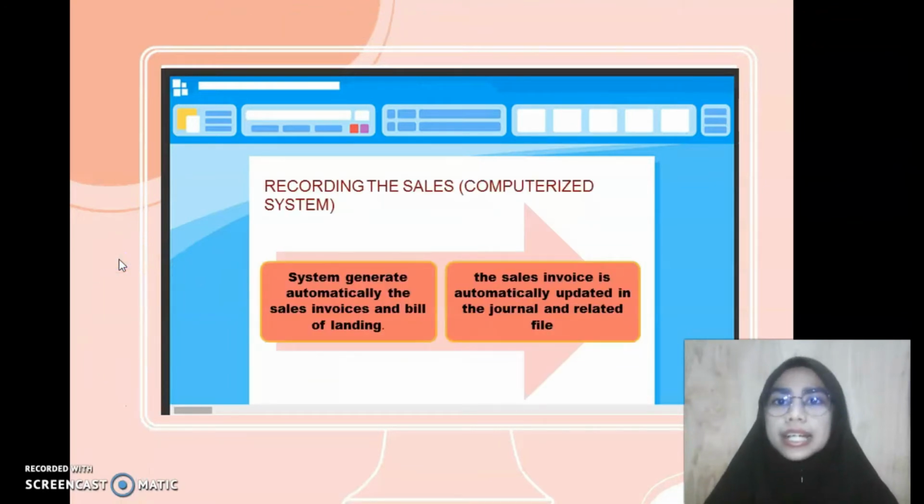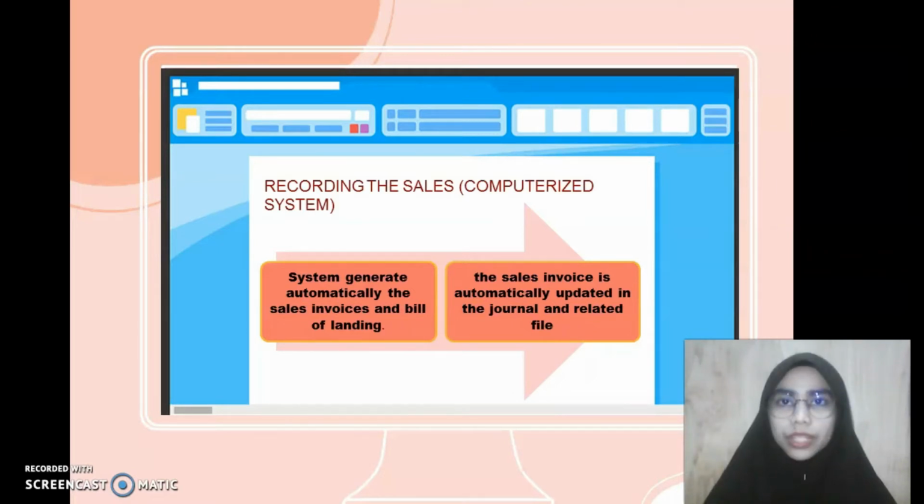The next thing is recording the sales process using the computerized system. The first step is the system will automatically generate the sales invoice and the bill of lading, and next the system will automatically update the sales invoice into the journal, which is the sales journal, and into the related files, which are the accounts receivable master file and general ledger file.